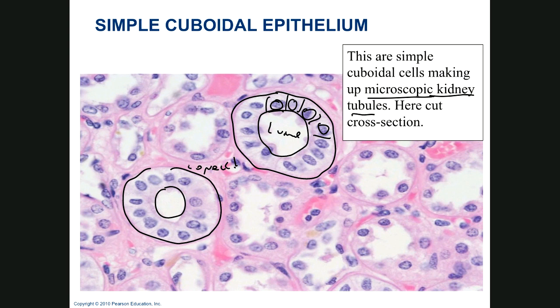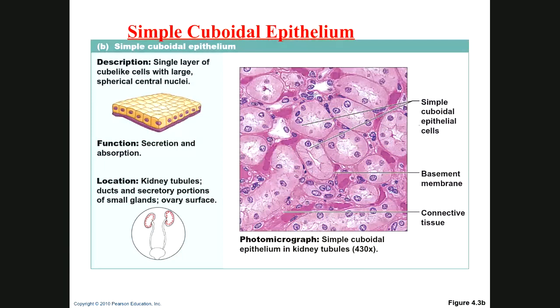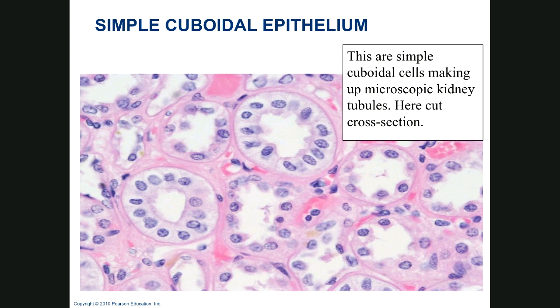The function of the tissue, back to this PowerPoint, it says secretion and absorption. So the function of the tissue is to secrete substances onto the lumen and to absorb substances from the lumen onto blood vessels. So this right here is a little blood vessel. Remember that the kidneys, there's another blood vessel right here.